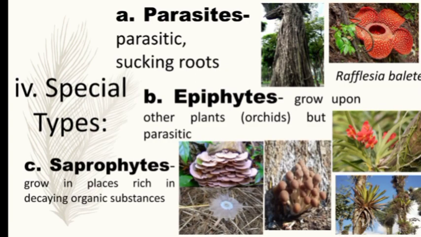And the third is the saprophytes, which grow in places rich in decaying organic substances, because of the acidic, because fungi is acid loving. Once again, fungi is the acid loving pathogen, where the decayed substances emit acid. So therefore, fungi grows well.